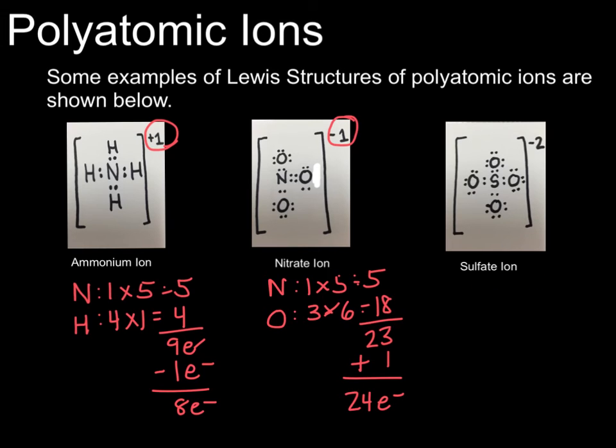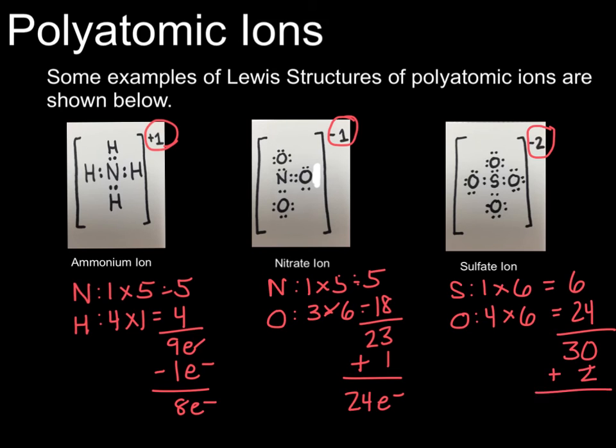Finally, in the sulfate ion, we have 1 sulfur. We take 1 times 6, because sulfur has 6 valence electrons, and we have 4 oxygens, so we take 4 times 6, which gives us 24 electrons. Adding 6 plus 24 gives us 30. The -2 charge tells us we have to add 2 more electrons, so our final diagram should have 32 electrons. Let's count and see: 2, 4, 6, 8, 10, 12, 14, 16, 18, 20, 22, 24, 26, 28, 30, and 32 electrons in our Lewis structure.